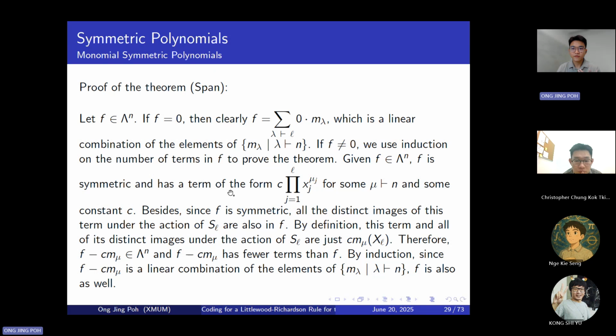For any homogeneous symmetric polynomial of degree n, it includes a term of a form like this. And by the symmetry property of f, all the images after the action of S_l should be in f. So we can group them together to get a term c m mu. Therefore, f minus c m mu is a symmetric polynomial and has fewer terms than f. So by induction, since f minus c m mu is a linear combination, f is as well. So we can say that the set of monomial symmetric polynomials of degree n spans Lambda n.